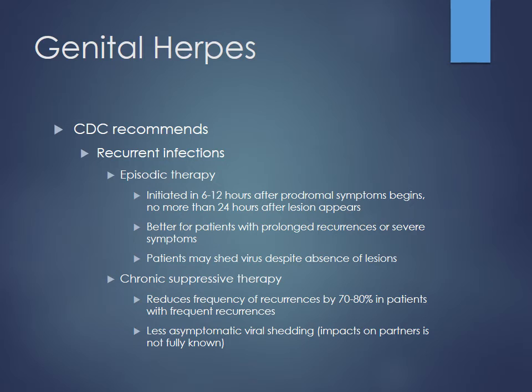On the other hand, if you have chronic suppressive therapy, this actually reduces the recurrence. Again, they're taking it every single day, to reduce the recurrence pretty significantly, by about 70 to 80% for those patients. And then you have less asymptomatic viral shedding. We don't know necessarily the full extent of how this is going to affect unaffected partners yet. But this is probably where we start moving more towards chronic suppressive therapy, I think, in the long run, as we get more evidence and more trials.